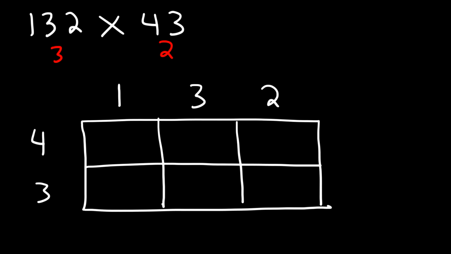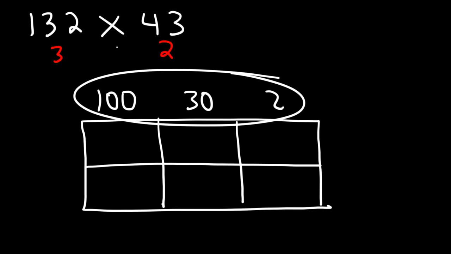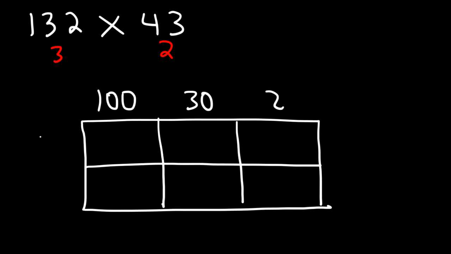Now, we're not going to write it as 132 and 43. Rather, we need to break down 132 into 100 plus 30 plus 2, because these three numbers have to add up to 132. And 43, we need to express it as 40 plus 3. So now, we can multiply.